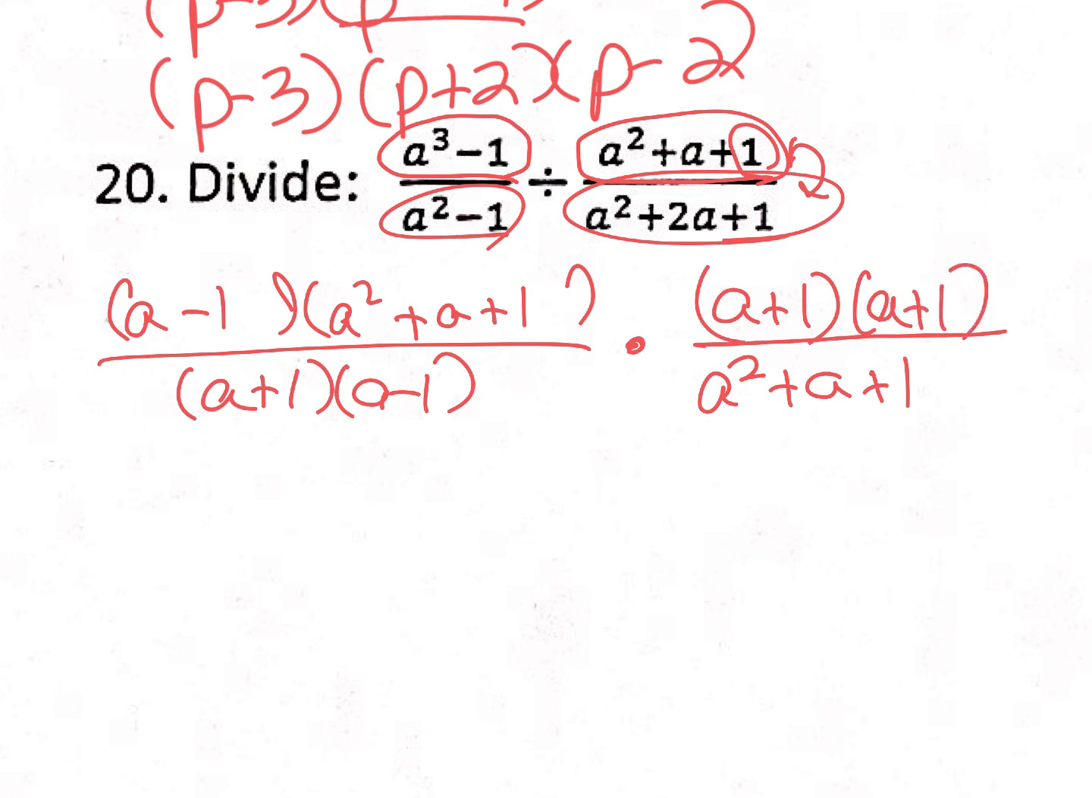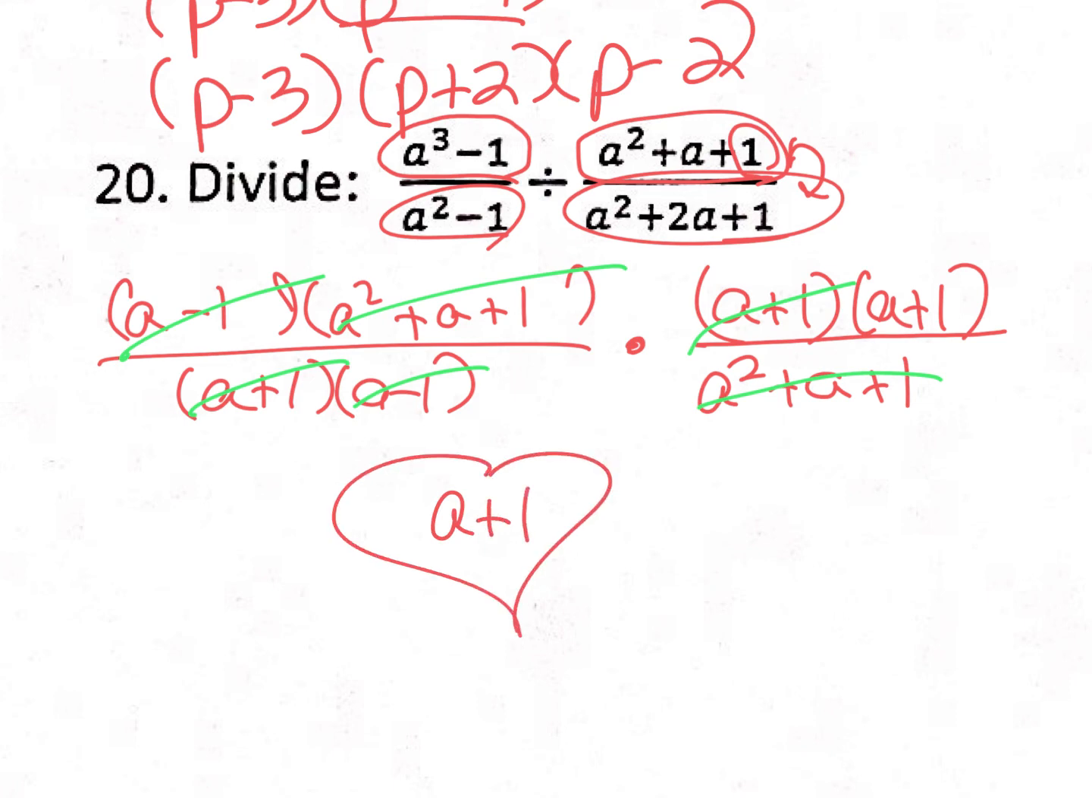Once you get everything factored, now it's time to start canceling if you can, and there's a lot. This cancels with, there's that. A minus 1, a minus 1, a plus 1, anything on the top and anything on the bottom will cancel. All that leaves is the a plus 1 on top, and guys, that's your answer, a plus 1.